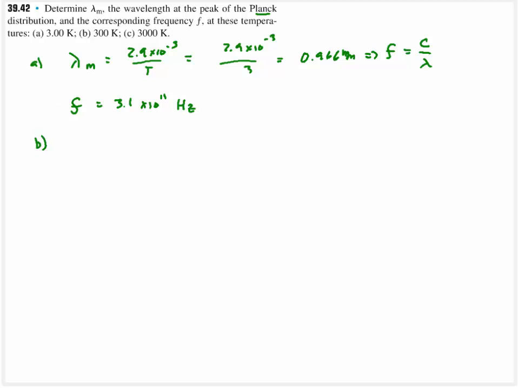Now for part B, we've increased the temperature by a factor of 100, so that's going to decrease the wavelength by a factor of 100, and that's going to increase the frequency by a factor of 100. So 3.1 times 10 to the 13th hertz. And for part C, you can make the same argument and say that it should be 3.1 times 10 to the 14th hertz.